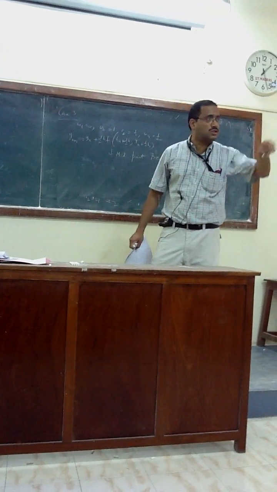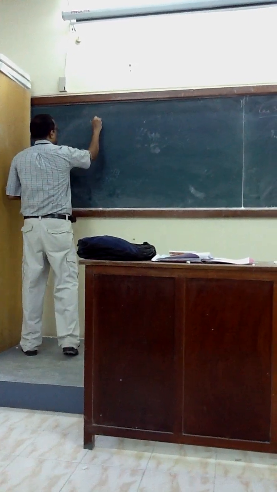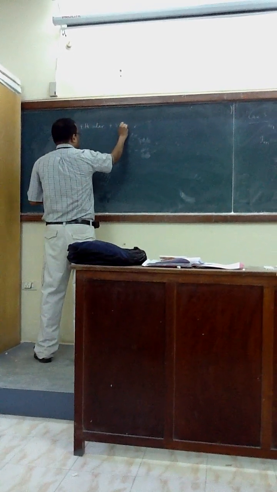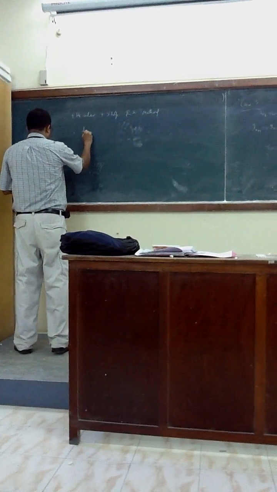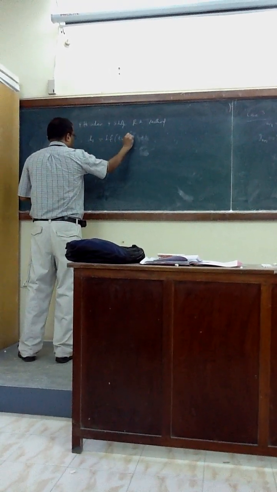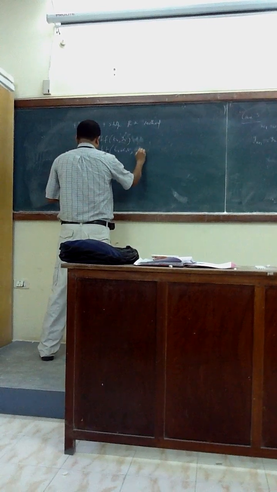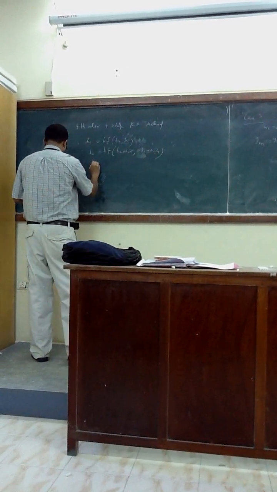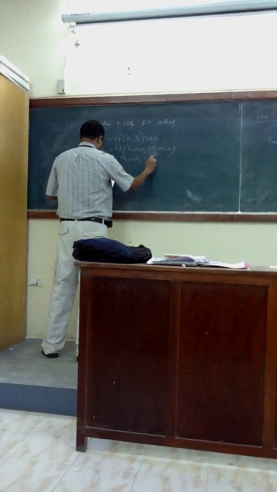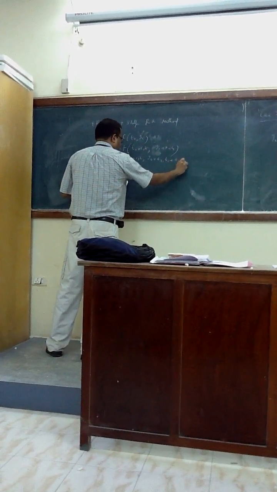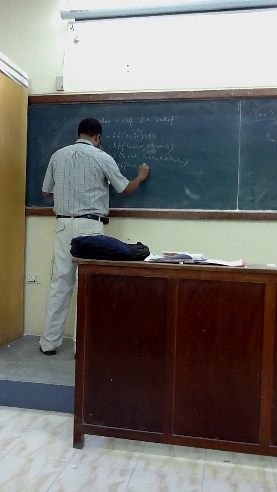Fourth order, four stage, RK method. K1 equals hF(tn, Yn). K2 equals hF(tn plus C2h, Yn plus A21 K1). K3 equals hF(tn plus C3h, Yn plus A31 K1 plus A32 K2). And K4 equals hF(tn plus C4h, Yn plus A41 K1 plus A42 K2 plus A43 K3). The Butcher array you can construct.